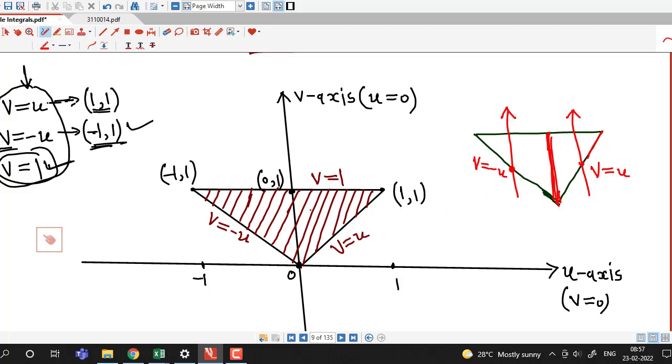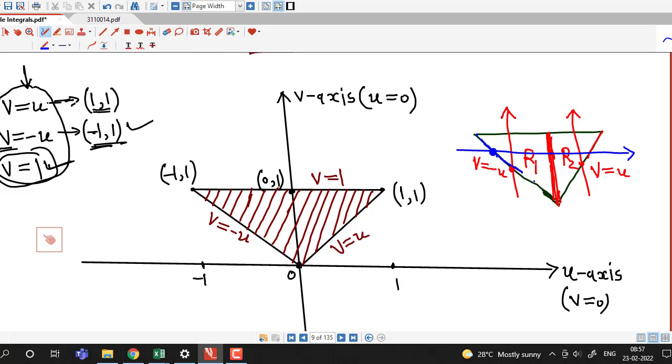So if we select vertical line, or if we want to integrate with respect to v first, we have to divide the region of integration into two sub-regions, and then we have to find out integral over r1 and integral over r2, and then we have to take their addition. But instead of this, if we select horizontal line, or if we integrate with respect to u first, then we can see horizontal line will enter the region on the same curve.